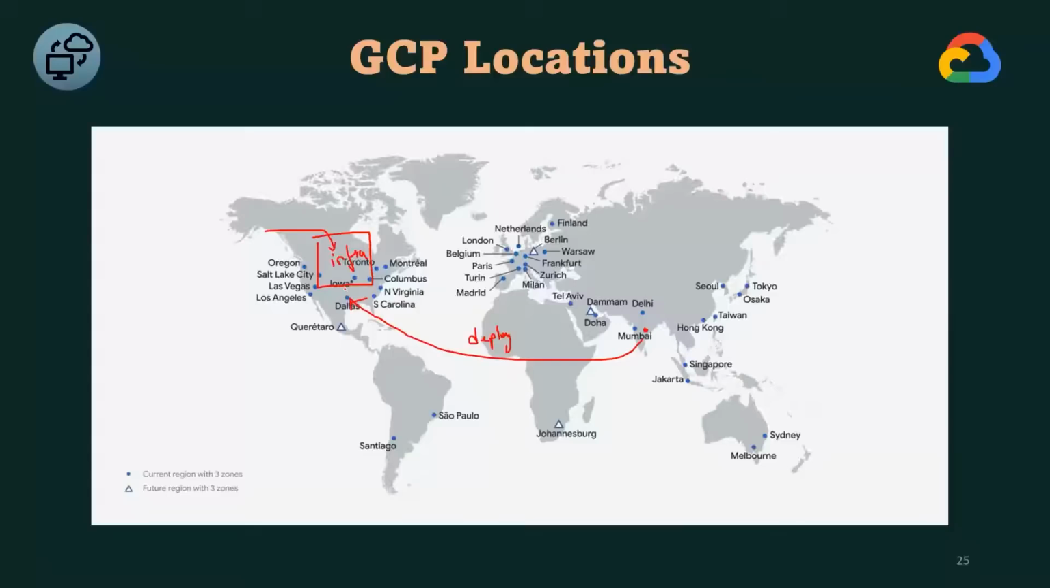So that is the reason Google Cloud Platform doesn't want to cause these kinds of problems for users. That is the reason they have situated their infrastructure in each and every location.